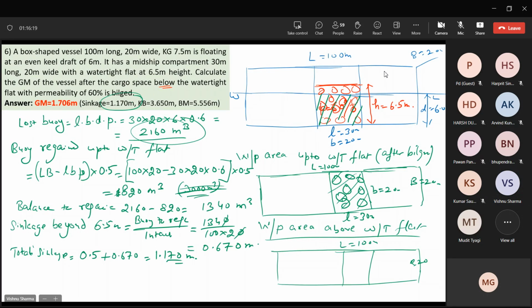Okay, sir. This has come once before, in a previous MMD question, and it was the same, so many people had this question. My question is, I am saying the same thing: if you cut the ship at 6.5 meters, you are not going to cut the flat, and if you move from the top, you will see the watertight flat. Yes or no?